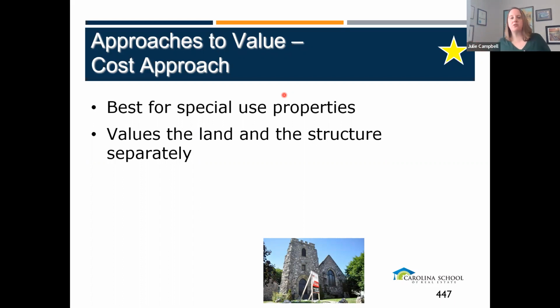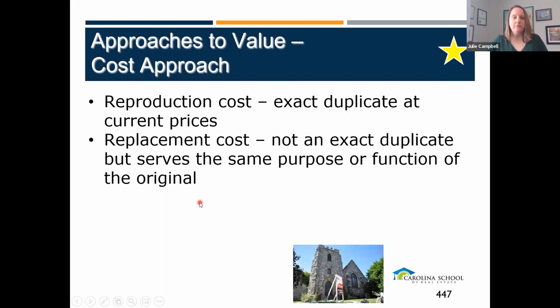And then the appraiser puts value on the structure. They study the structure. So they separate the two. They do two different values. Value the land as if it was vacant, and then value the structure. When the appraiser is studying the structure, there's a couple different methods that they could put cost on the structure. They may use a reproduction cost. If we were to build this exact building, an exact duplicate, what would it cost at current prices?